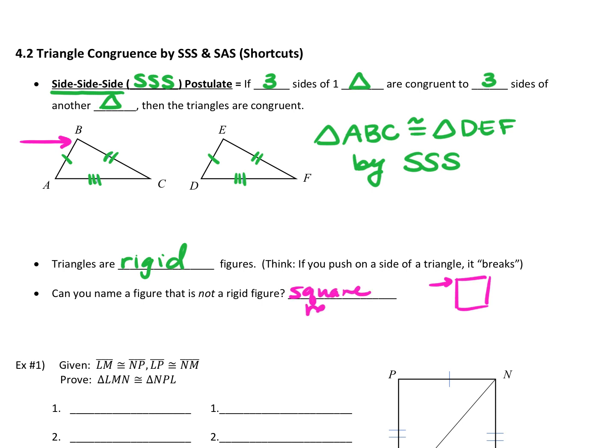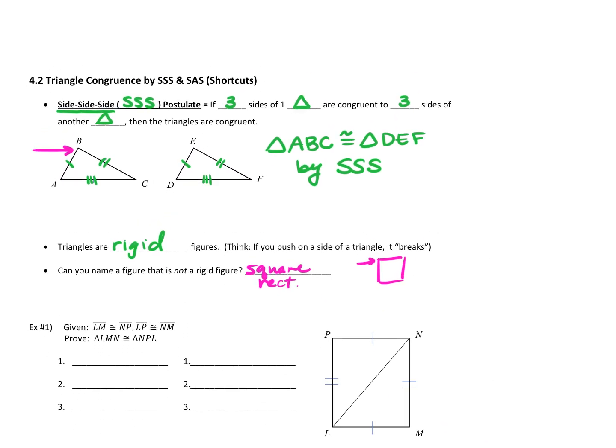A square, a rectangle, any 4-sided parallelogram really would be not a rigid figure. But a triangle is a rigid figure. So you cannot push on a side and get the same 3 side lengths. Therefore, if you have 3 side lengths that match up with 3 side lengths, there is only one triangle you can make, okay? It might flip or turn or twist around, but it's the same congruent triangle, okay? So that's why SSS works.